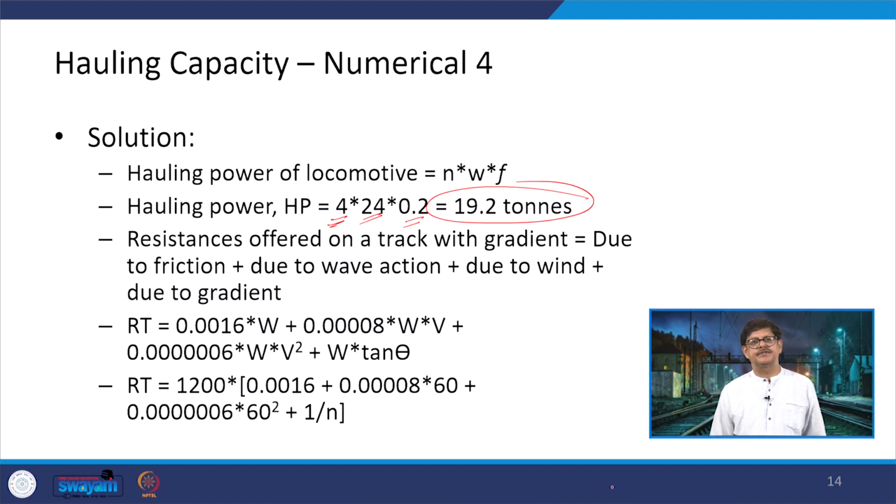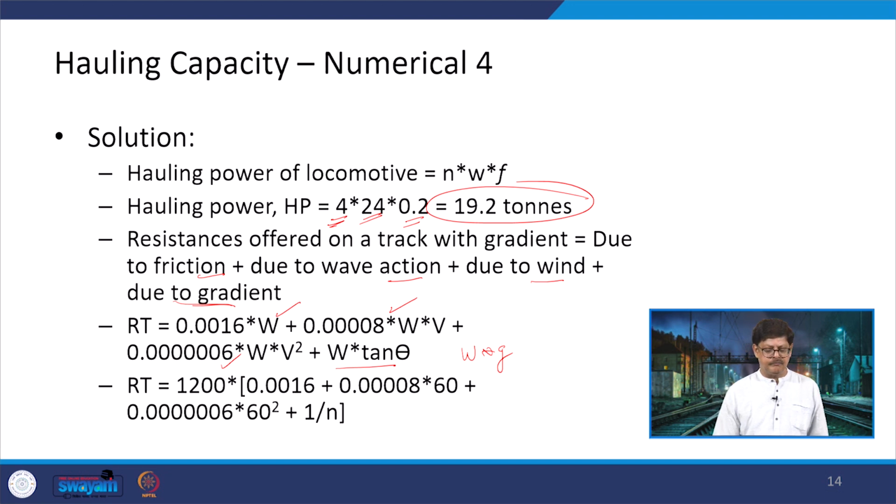Now, let us look at the resistances which have been offered. Resistances which are offered are due to friction, due to wave action, due to wind, and due to gradient. So, the first 3 are going to remain the same, that is 0.0016 W, 0.00008 W into V plus 0.0000006 W into V square. And what we add is W into tan theta, or as I said previously also W into G. This is the value which we can add here.